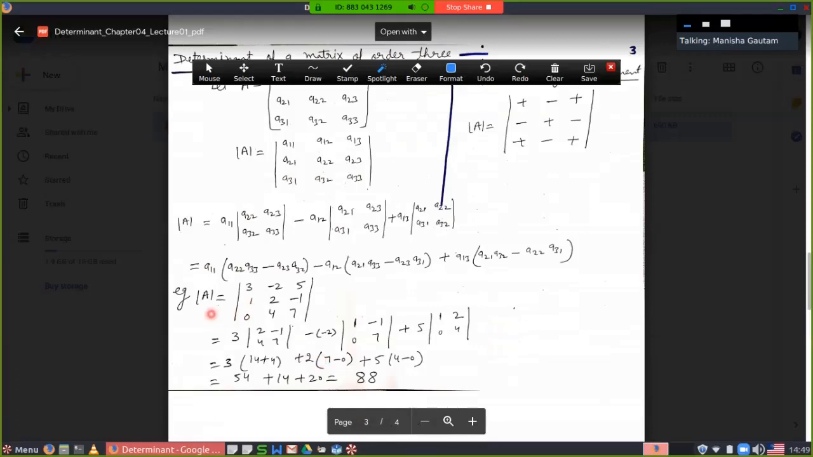Here you can see an example. A matrix is given. I have already written it in the form of a determinant. 3, minus 2, 5, 1, 2, minus 1, 0, 4, 7 in a determinant form.